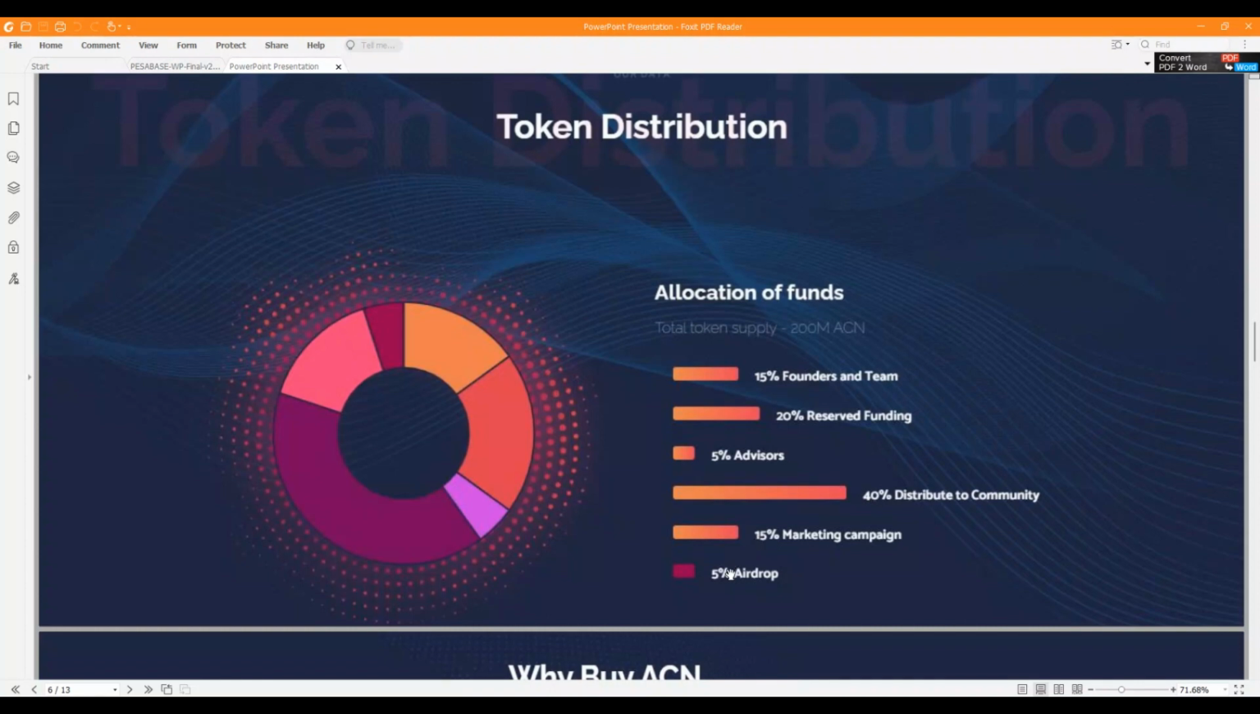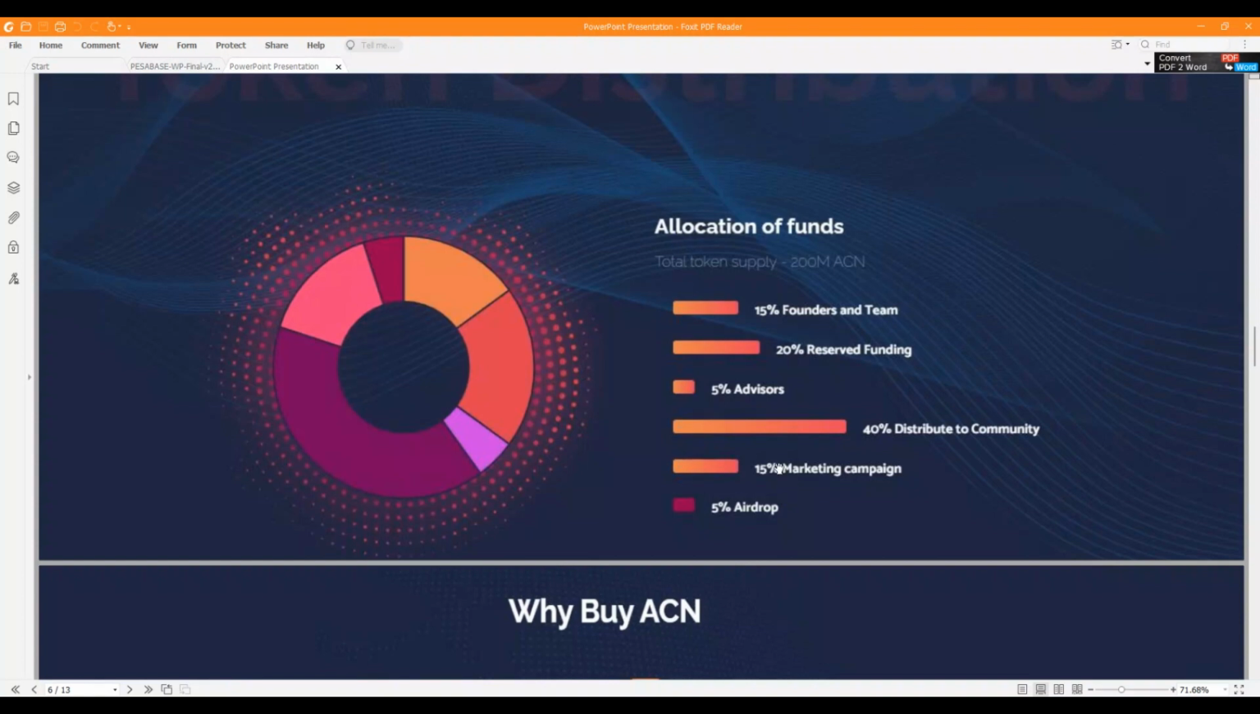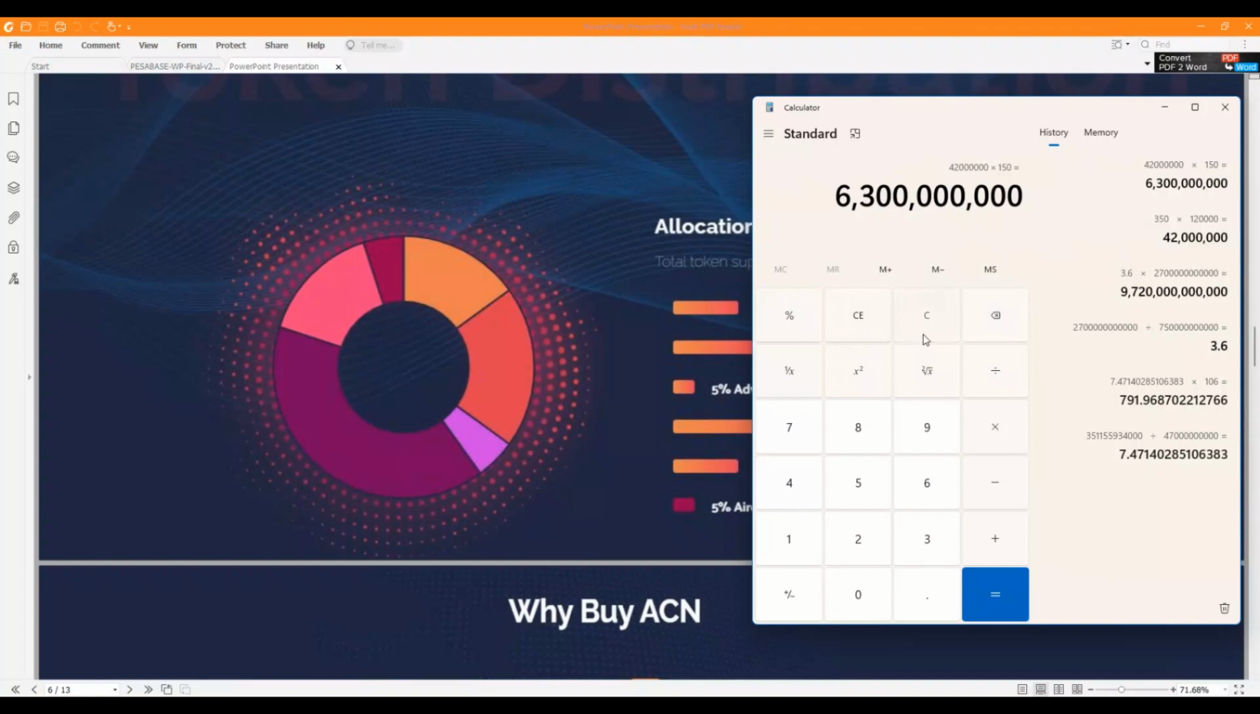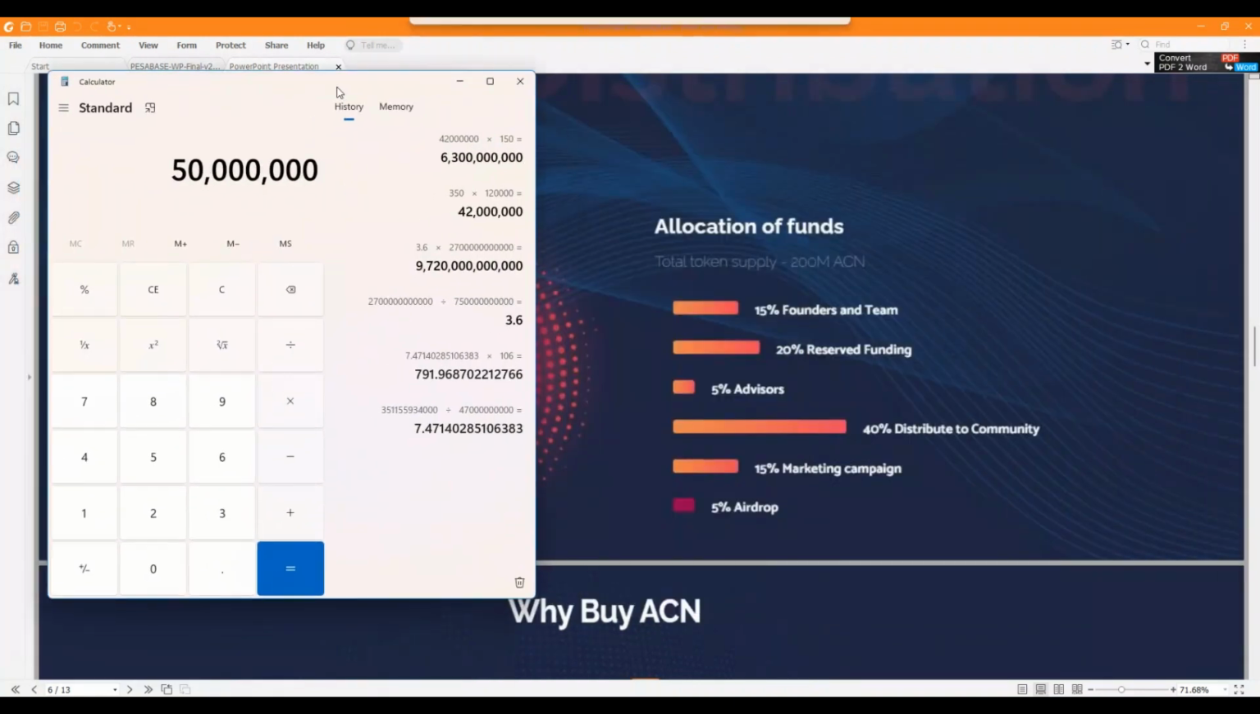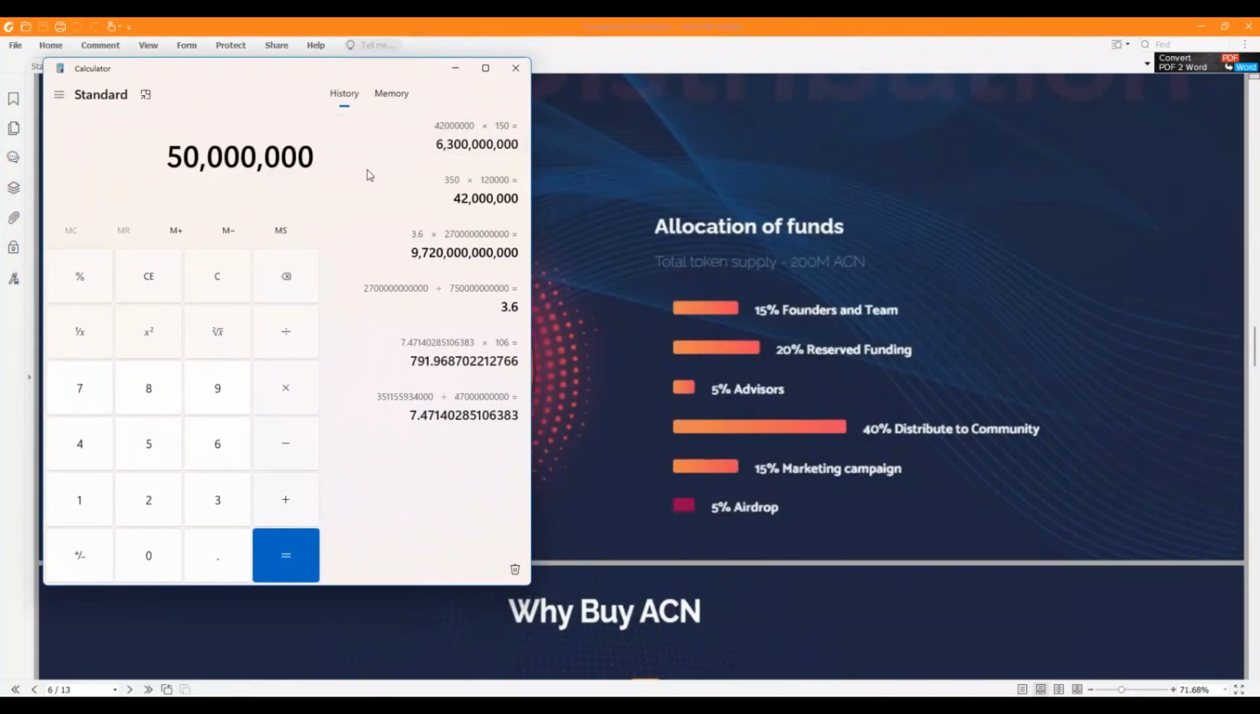Then they've talked about a 5% airdrop, which I don't know how they are going to do. Now, we have 55%. Let's assume that these guys are able to raise the amount they are looking for, which is $50 million. After they have launched, let's say, for example, miraculously they have been able to raise this amount, which I don't think they are going to. Okay, they've raised $50 million, which is 6 billion.